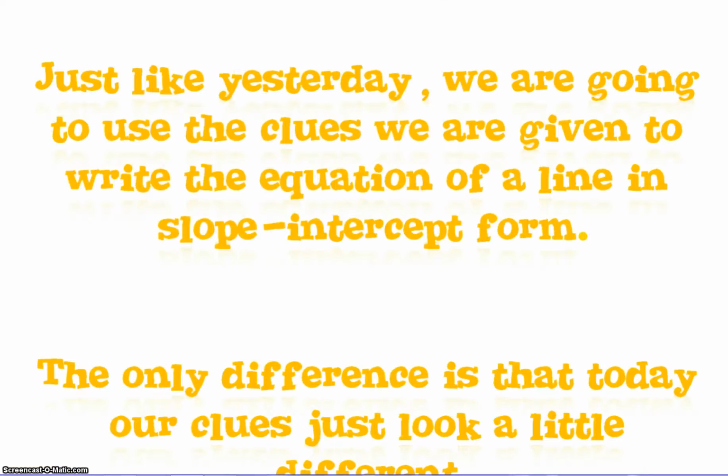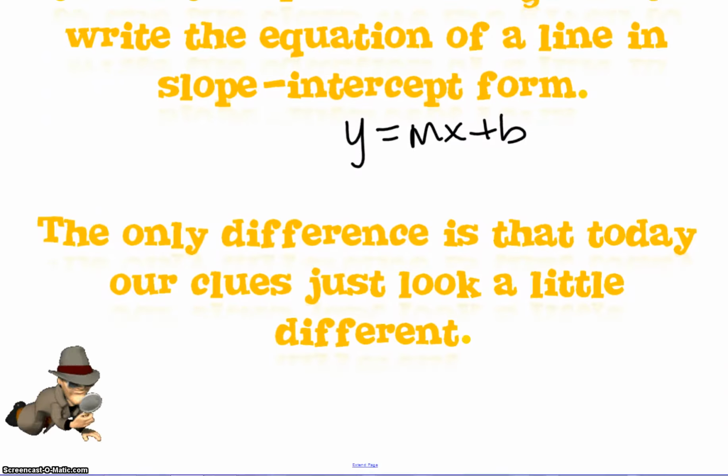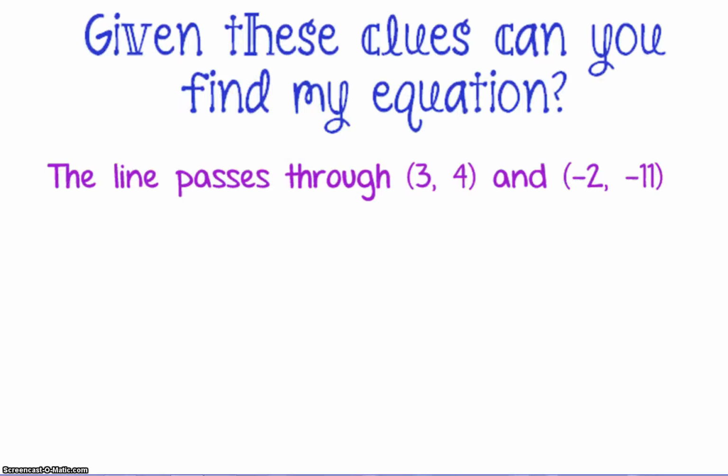So just like yesterday, we are going to use the clues we are given to write the equation of a line in slope-intercept form. And you'll remember that slope-intercept form is y equals mx plus b. The only difference is that today our clues look just a little bit different. So yesterday we were given tables or a graph and then just some information, and we were able to come up with the equations. Today we are going to be given some points.